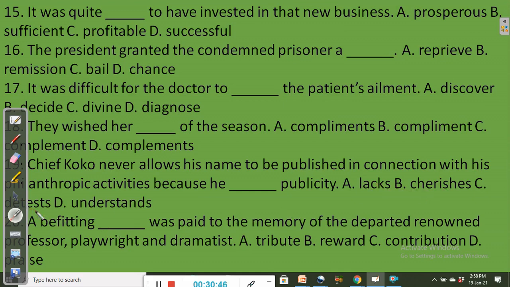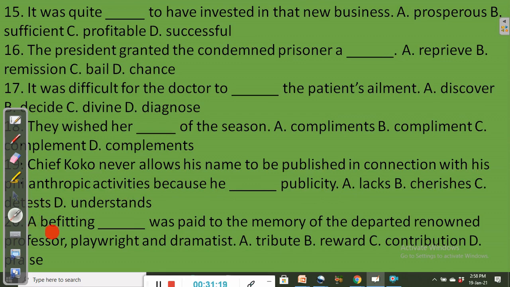So the right option is option C, detests. When you detest something, you dislike it or you hate it. So Chief Coco never allows his name to be published in connection with his philanthropic activities because he dislikes publicity, which means he detests publicity. That is why option C is the correct answer.